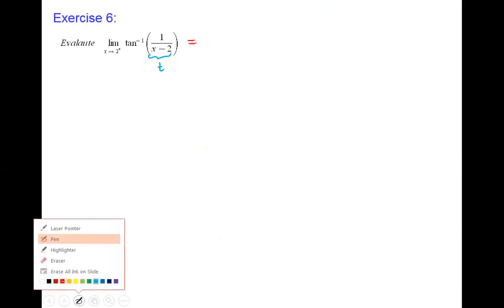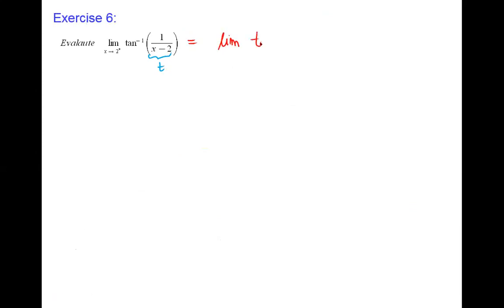Now let's see the quiz type question. Still the limit, but of course corresponding to inverse trig. Find the limit as x approaches 2 from the right hand side of inverse tangent of the quantity 1 over x minus 2. Let me do the same thing that I did in chapter 1. I will name this t. Limit of inverse tangent of t. And t is approaching, I don't know. T is the behavior at 2 from the right hand side of this inner function, the rational function.